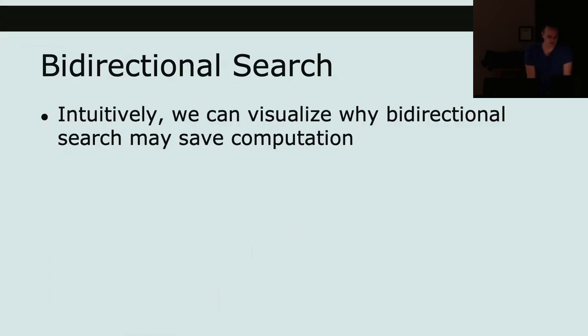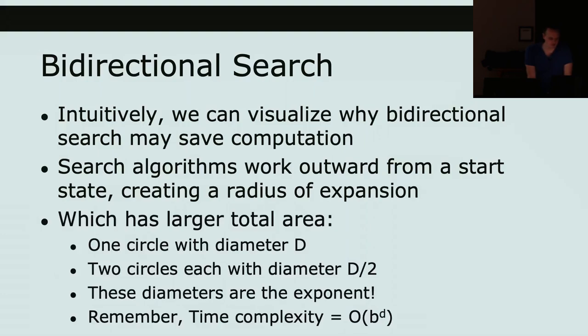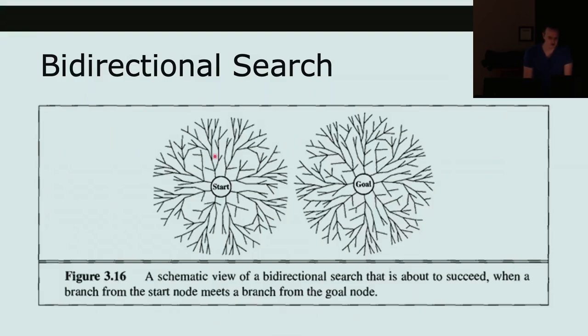And so intuitively, we can visualize why this may be desirable over unidirectional search. Search algorithms work outward from a start, creating a radius of expansion. So which has a larger total area? One circle with diameter d, or two circles with diameter d over 2, right? So look at this. If I have one circle with this huge diameter, or two circles with this diameter, this has a much smaller total area. So in the best possible case, bidirectional search can save us a bunch of expansion.